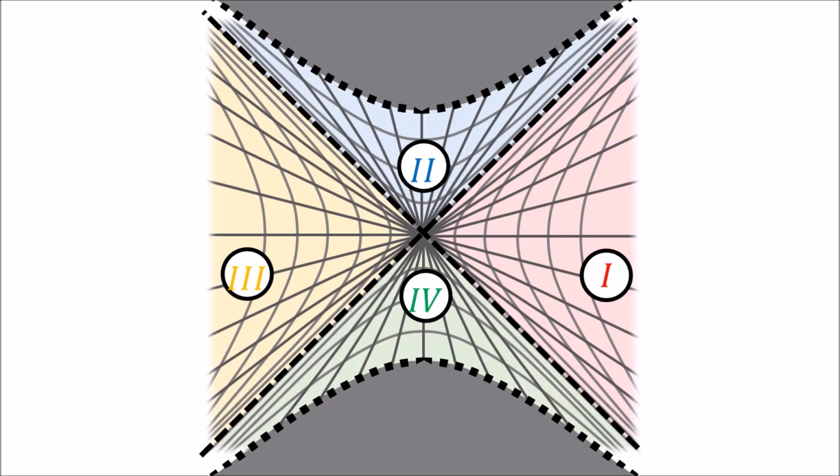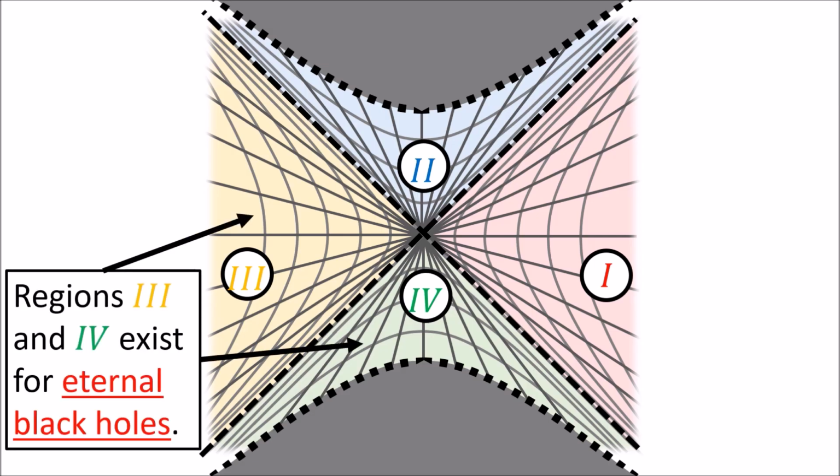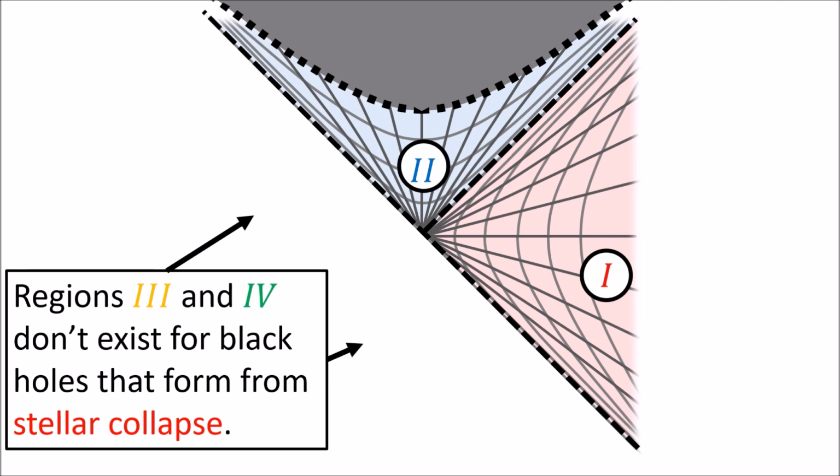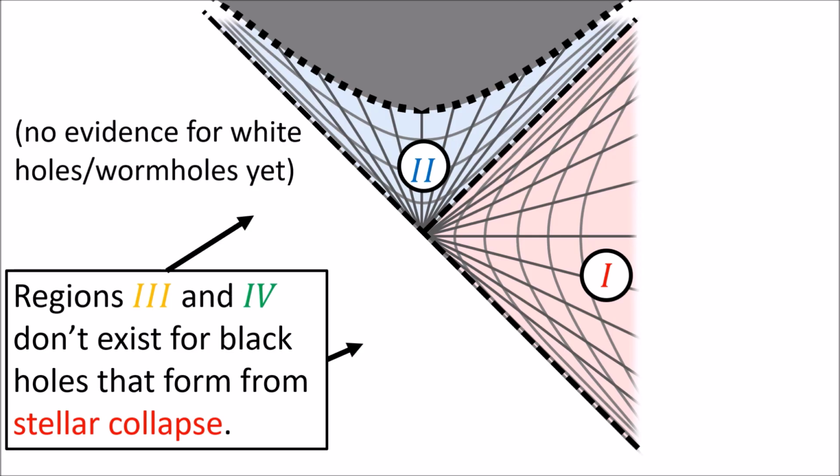Now, I should mention that the parallel region 3 and the white hole region 4 are mathematical possibilities that exist for eternal black holes, which are theoretical black holes that have existed for all time. But we have never observed white holes or wormholes in real life. For black holes that result from the collapse of a star and whose life has a definite starting point, regions 3 and 4 of this spacetime don't exist. So at this point in time, we have no reason to believe white holes or wormholes exist in our universe, even if they are valid mathematical possibilities that come from the Schwarzschild spacetime geometry.